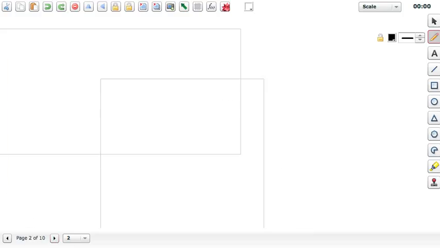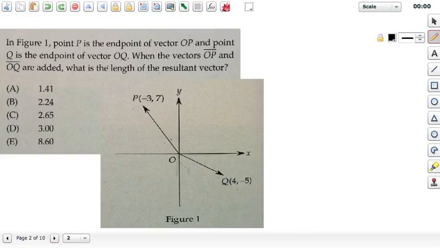Okay, here's another question. And again, I'd like you to pause the video and try this on your own. In figure 1, point P is the endpoint of vector OP, and point Q is the endpoint of vector OQ. When the vectors OP and OQ are added, what is the length of the resultant vector?